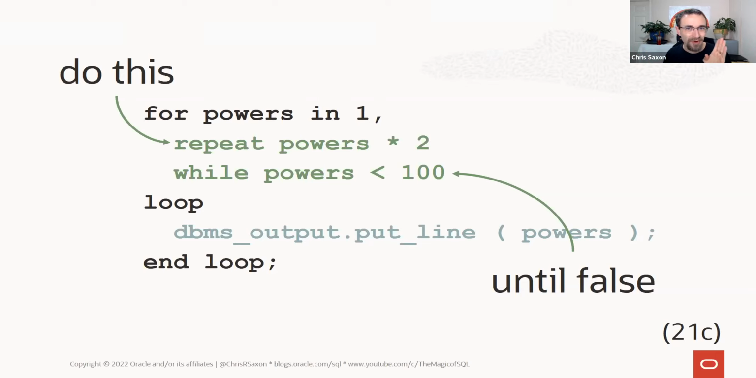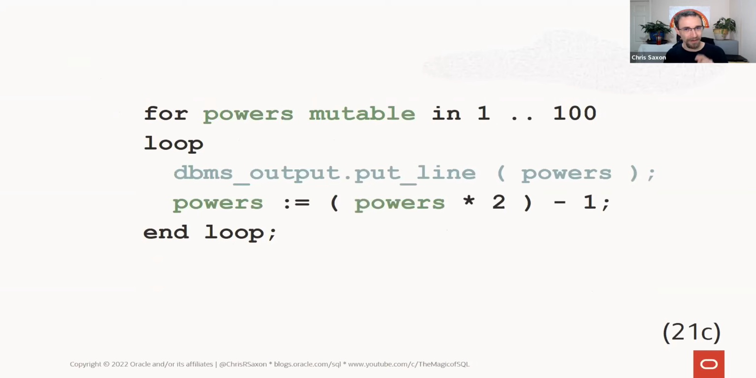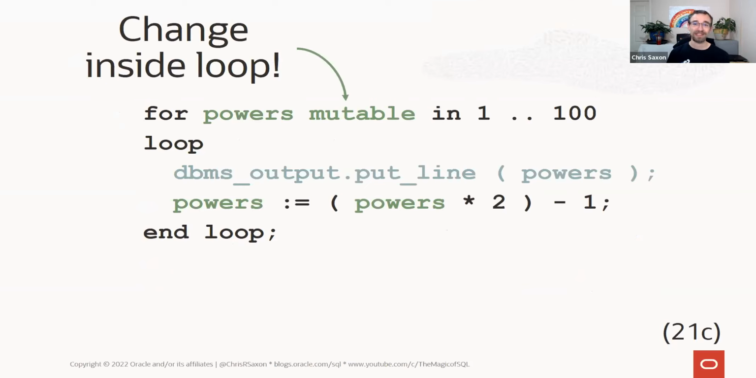There is another more interesting way of doing this. We now have the ability to define mutable index variables. That is, variables you can change their value within the loop. Okay, so you see I've got powers declared as mutable. That means as I execute inside that loop, I can assign it a new value. As you can see here, within that loop, I am doubling it each time.